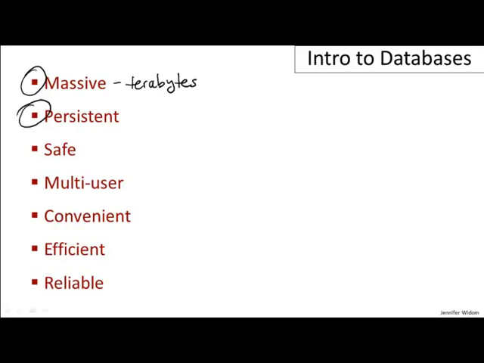Secondly, the data that's handled by database management systems is typically persistent. And what I mean by that is that the data in the database outlives the programs that execute on that data. So if you run a typical computer program, the program will start, the variables will be created, there will be data that's operated on, the program will finish, and the data will go away.